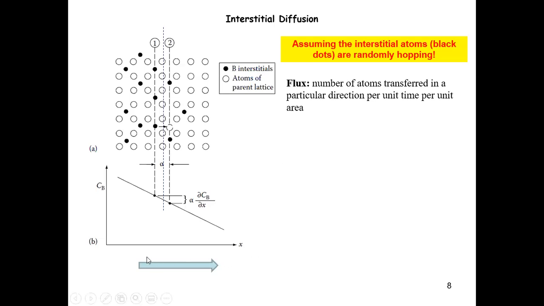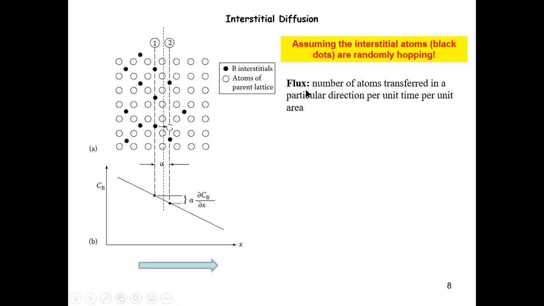Now I'm interested in the transport of the black atom only from left to right. If I only focus on the transport from this atom to here, I define an imaginary plane, highlighted by this dark blue dashed line. What I'm interested in is, per unit time and per unit area, how many black atoms are hopping from plane 1 onto plane 2, from left to right.